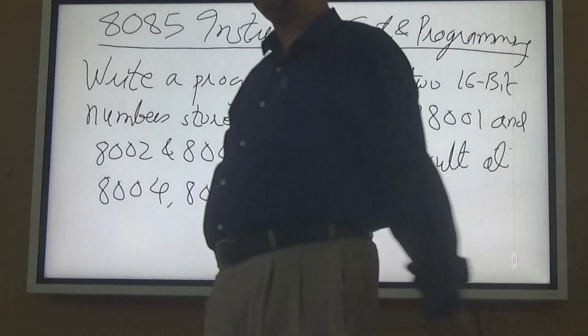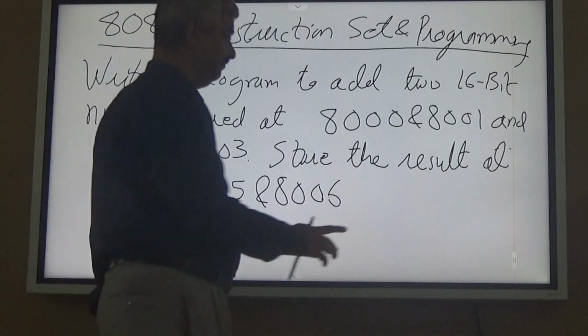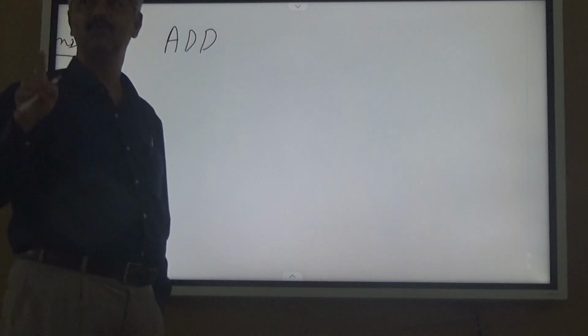What instruction have we learnt? Add. Data transfer instructions we know, data processing instructions we know, branch instructions we know. The instruction is add. What is add? Add is one... how many bytes is the add instruction? 1 byte. Right?